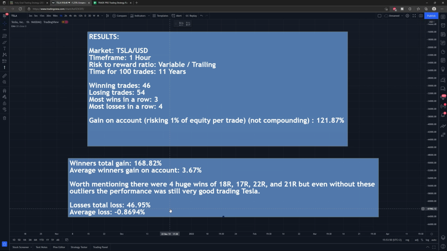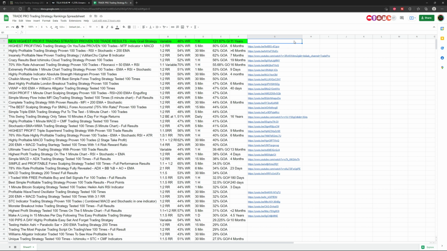So those are the figures. Very, very good results out of this one. So let's head over to the strategy ranking spreadsheet and see where it lands, although we already know where it lands. Just have some final words on it.